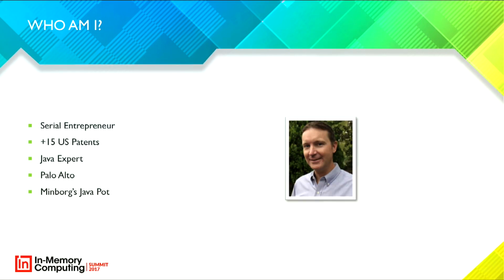I'm Per. I work with speed, so people sometimes have difficulty understanding my name. So I just say miles per hour, and then I know I'm Per. So it's easy to remember. This is my third startup. I've invented a lot of stuff. We're working with Java since 1.0. Lives in Palo Alto, and I have a Java blog called Minborg's Java Pot with over millions of reads. So if you're interested in Java, you can go there and learn some stuff. Well, that's me. You can see me live here.